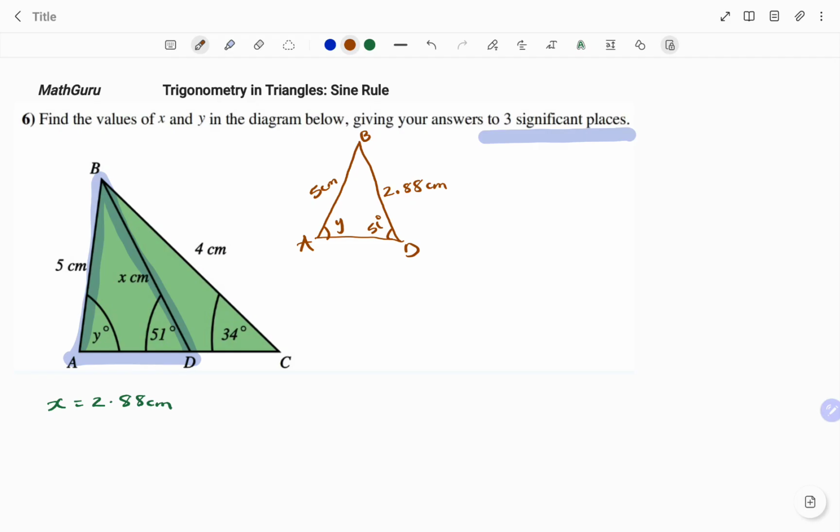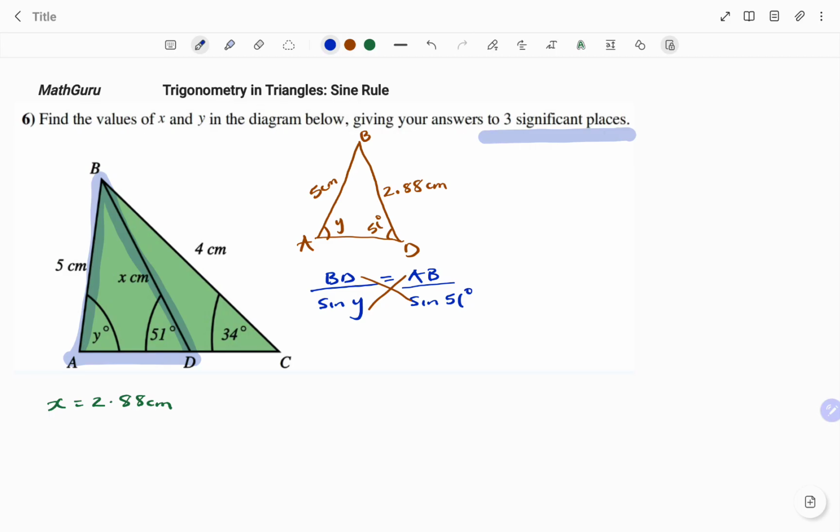So I'm going to be using my sine rule again and stating that I have the side BD divided by the sine of the angle facing the side BD, that's sine y, equals, then I have the side BA or AB divided by the sine of the angle facing the side AB, that's 51 degrees. So like I did earlier, if I have 2 fractions equal to each other, I use the cross multiplication method.